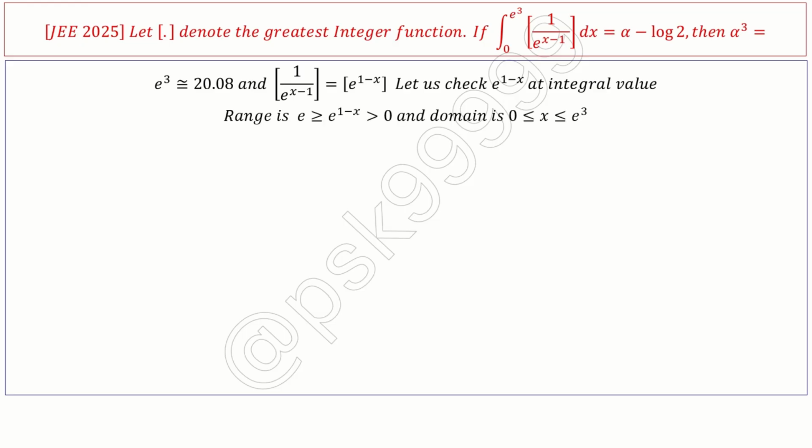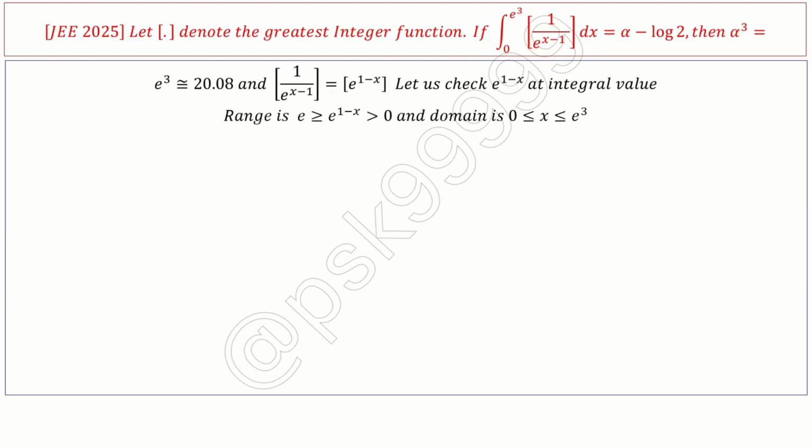First thing is, we know that e to the power of 1 minus x is always greater than 0, and its maximum value is e. You'll get that when x equals 0. As x is increasing, the value will go down. So this will range from e to 0, with 0 not inclusive. And the domain is x moving from 0 to e cube. Now in this domain, 0 to e cube, how many integral values are possible?